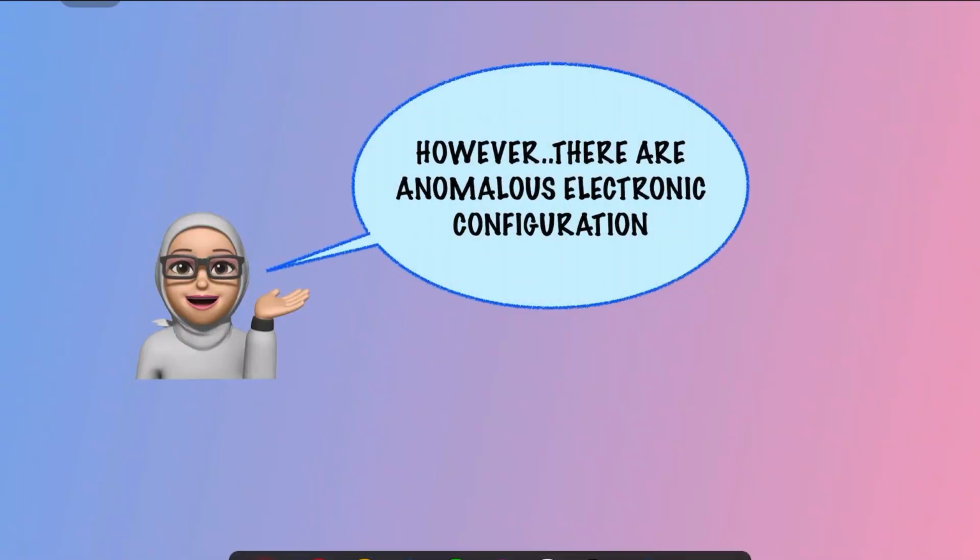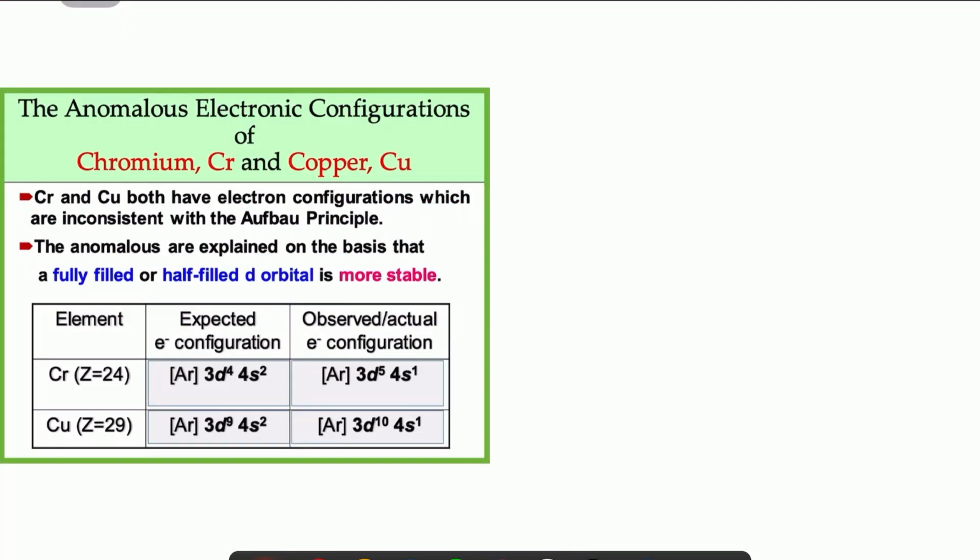However, there are anomalous electronic configurations, which are chromium and copper. Chromium and copper both have electronic configurations that are inconsistent with the Aufbau principle. The anomalies are explained on the basis that a fully filled or half-filled d orbital is more stable.